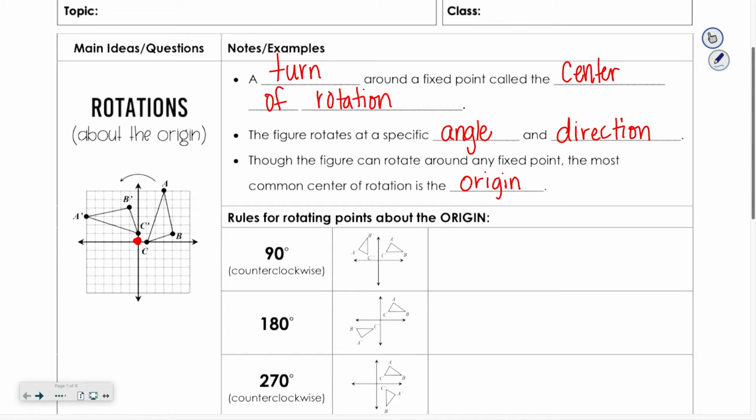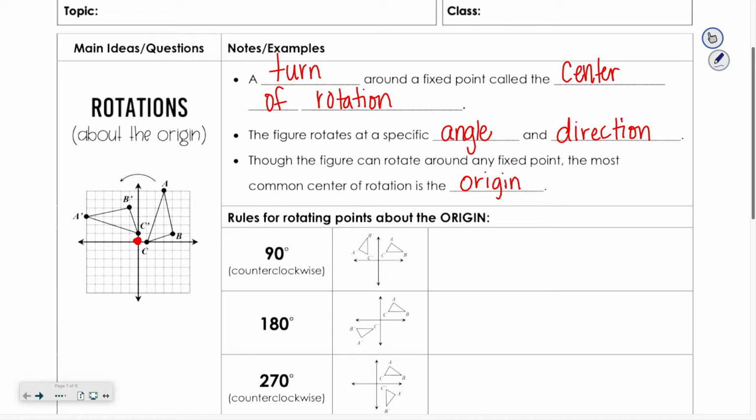This is what is fixed, the red dot. So you're not spinning this triangle in quadrant 1. If you're in quadrant 1 and you go 90 degrees counterclockwise, you're turning that triangle to quadrant 2. Interesting. If I go 180, I'm going to go to quadrant 3 and then 270 to quadrant 4. Okay?